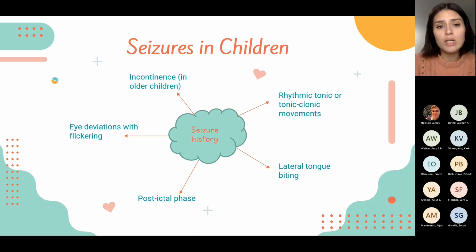Has the parent witnessed rhythmic tonic or tonic-clonic type movements? You need to describe what that means to them, and try to distinguish that from the jerking movements that you sometimes see in syncope, which is hard to do. It's helpful if they've got a video of when it happened, but especially if it's the first time, a lot of parents won't have the presence of mind to get their phone out and record. But if they do, then amazing.